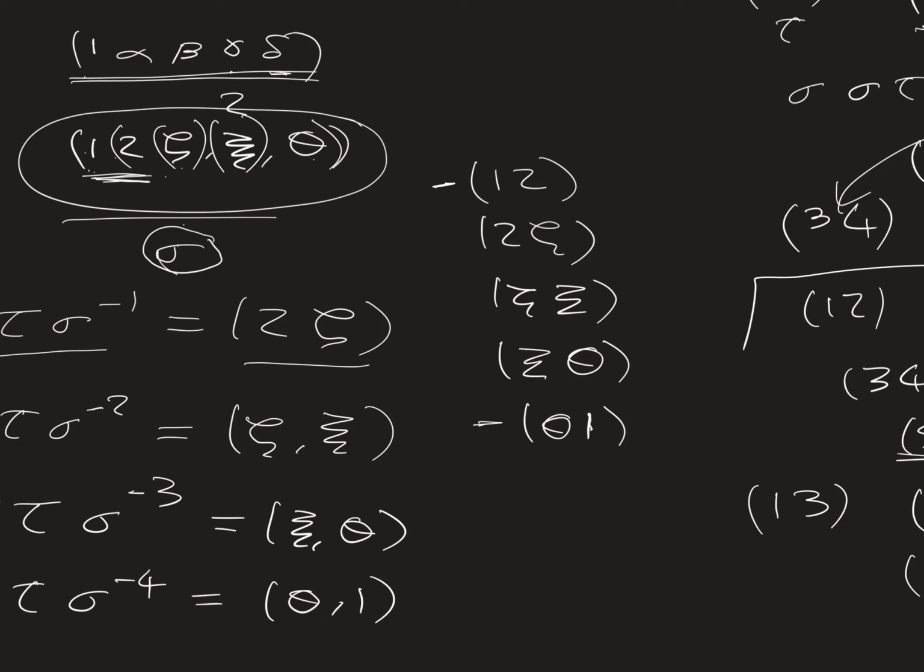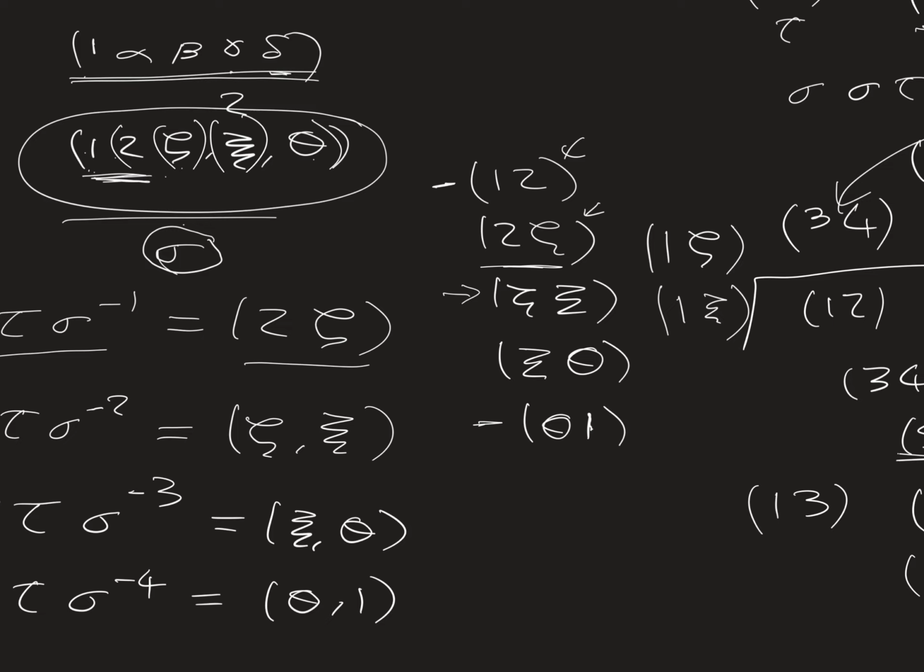So if I now conjugate this element 1 2 by this transposition here, 2 zeta, sorry, 2 zeta, not 2 sigma, that's going to produce me 1 zeta, because 1 is going to be fixed by conjugation by this element, and 2 is going to go to zeta. Then, if I conjugate now 1 zeta by this next element here, zeta xi, then what am I going to get? I'm going to get 1 xi, and then what other one do I need?